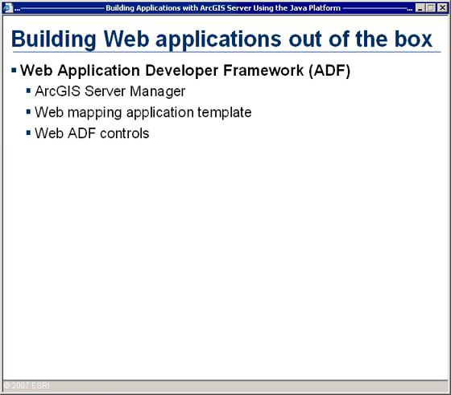The easiest way to build and deploy a web mapping application is by using the wizard interface provided by ArcGIS Server Manager. The Web ADF also provides us with a web mapping application template that can be integrated into third-party development environments and customized from within these environments. The third option for building web-based mapping applications is by using the pre-built Web ADF controls, which enable you to incorporate GIS functionality into your own custom applications.